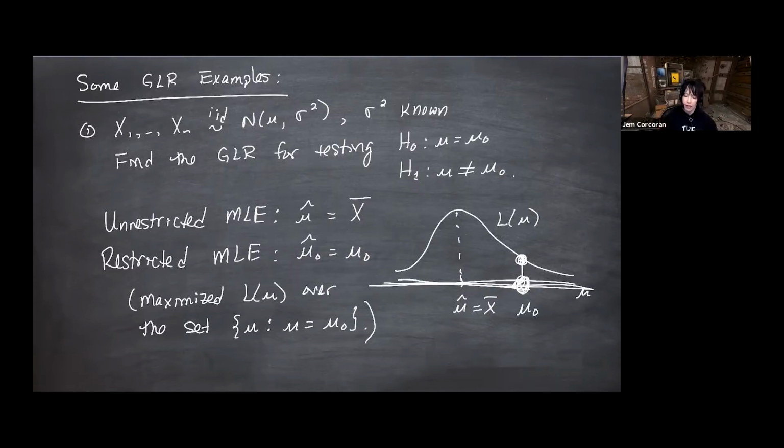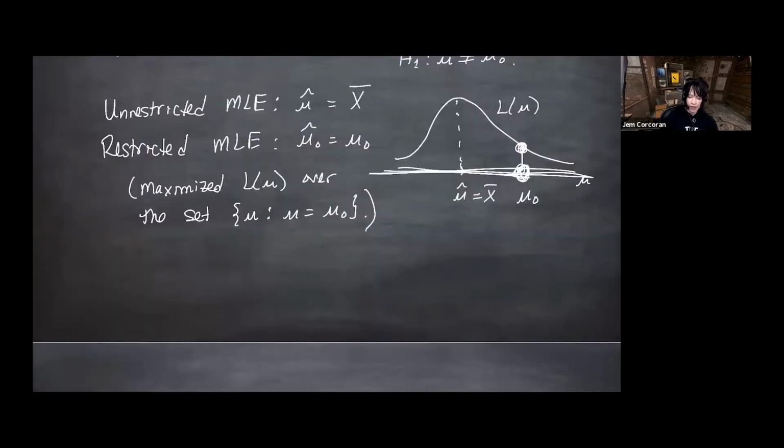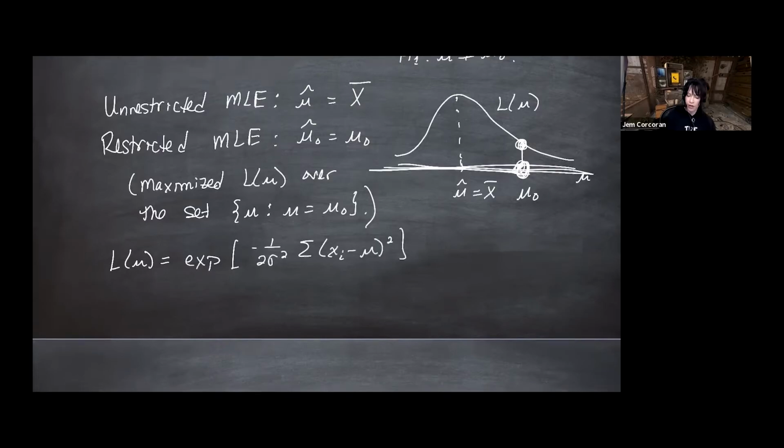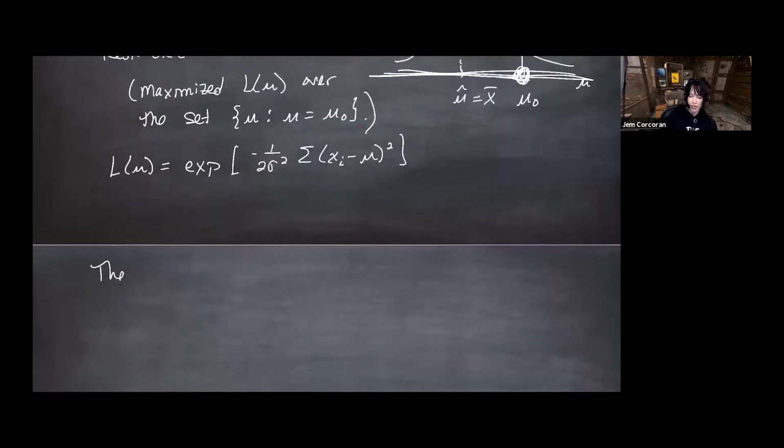Okay, so then we've got our likelihood, which is proportional to the joint PDF. Because sigma squared is known in this problem, I can drop the (2 pi sigma squared) to the minus n over 2, and the likelihood is e to the minus 1 over 2 sigma squared, sum of the (xi minus mu) squared.